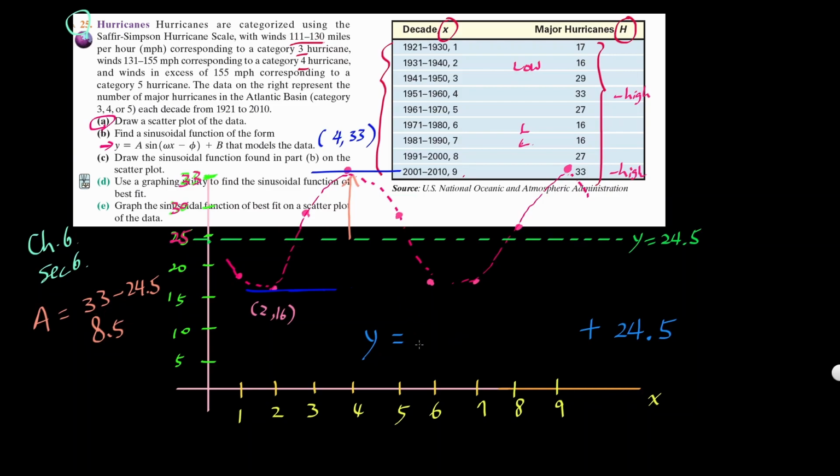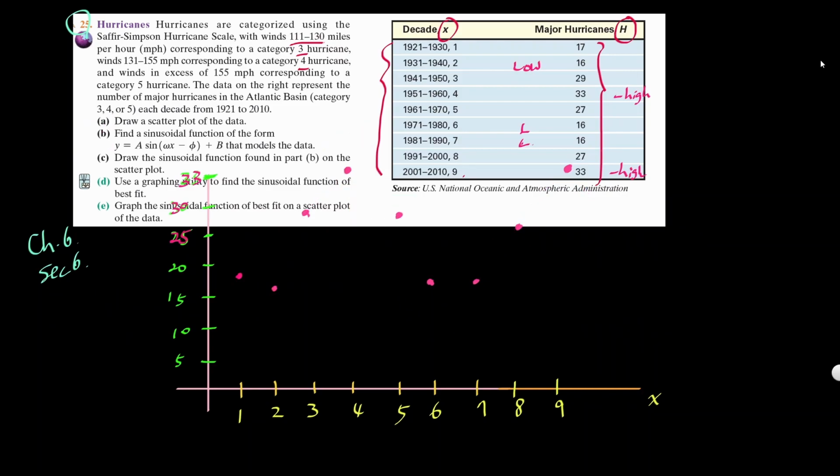Let me just write it a little bit smaller, 8.5. Okay, it doesn't have to be exact. If you have graph paper, that would be good. So this is the lowest point here, so I'm just going to sketch my graph, making it look like a sine graph. It doesn't have to be exact.